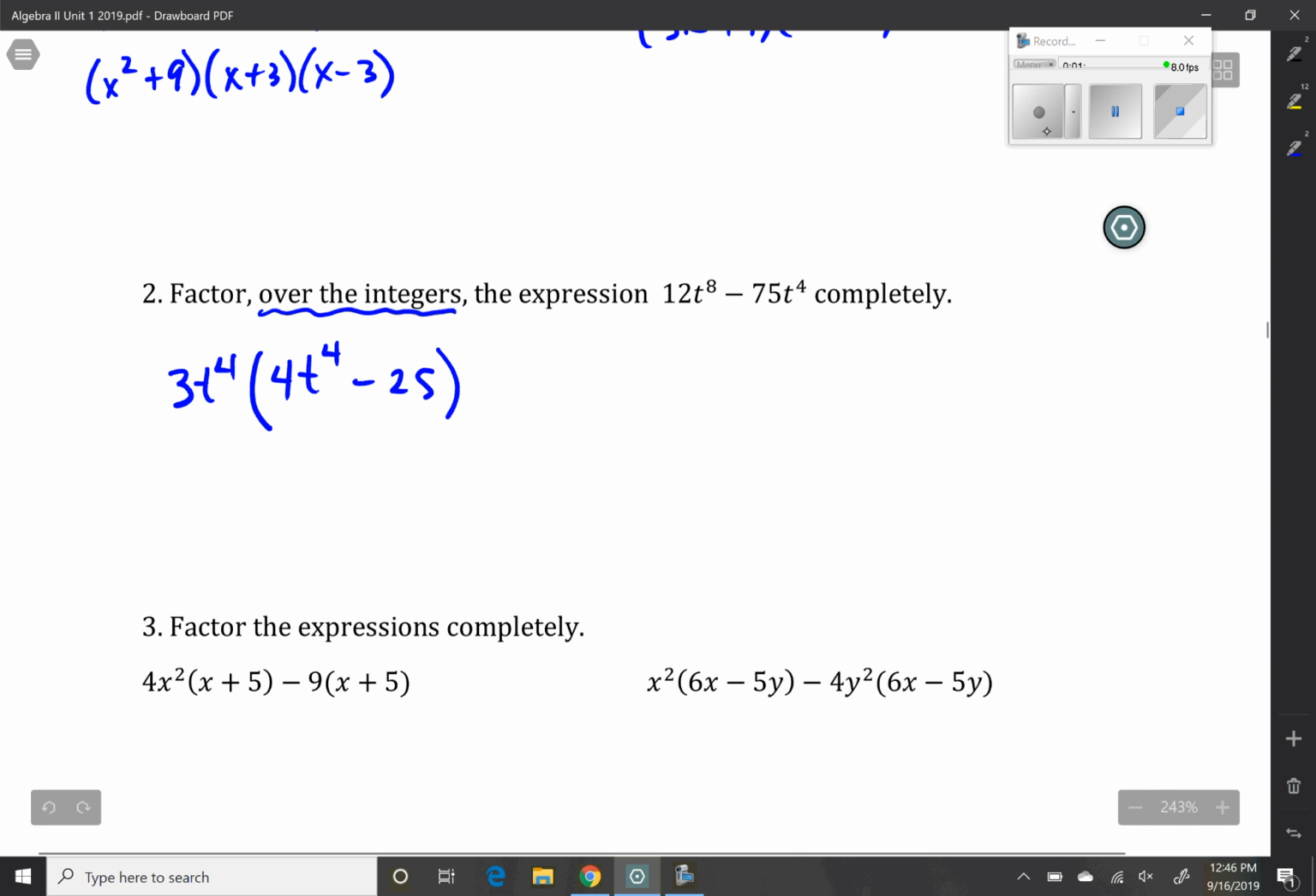Why is the GCF t to the fourth? It's always the smaller of the two exponents when it's variables. If you think about it, this is like 8t, this is like 4t, so I can take 4 away from both. This is still factorable, however. So I can factor this to 2t plus 5 and 2t minus 5.